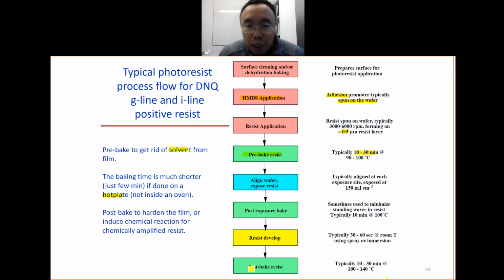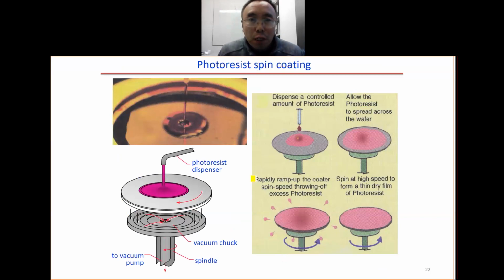If you want, you can do the post-bake. You post-bake the resist. This one is done at a higher temperature for a longer time. This process will make the resist harder. If you want to use the resist as an etching mask, you can do the post-bake to make it more resistant to the etching process.